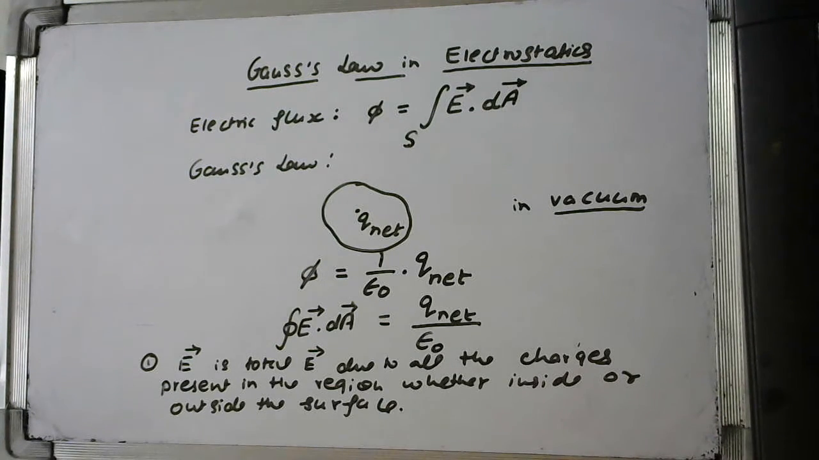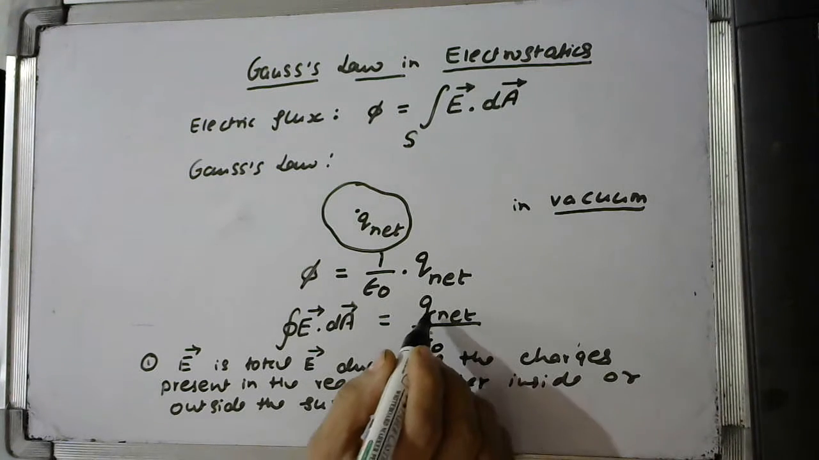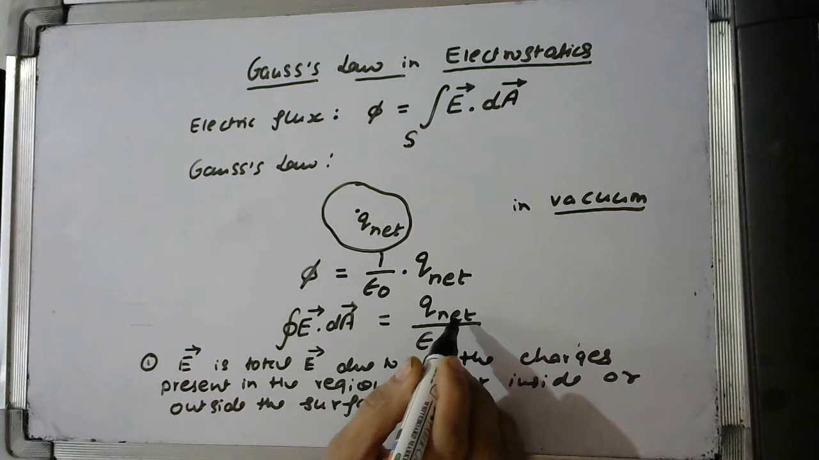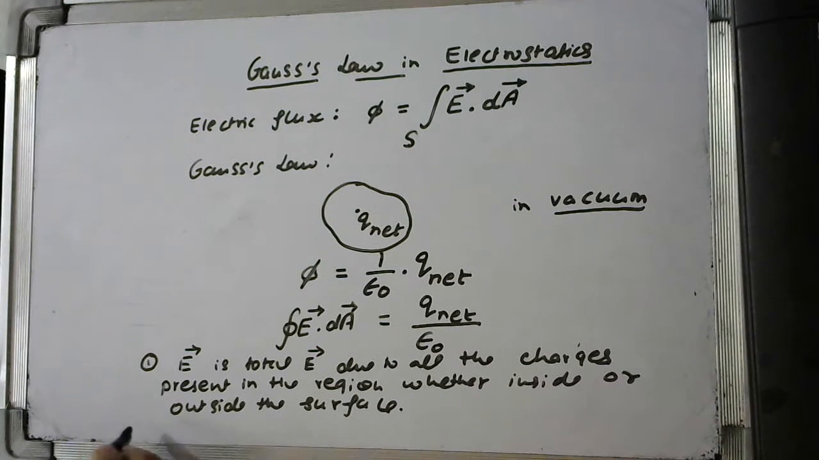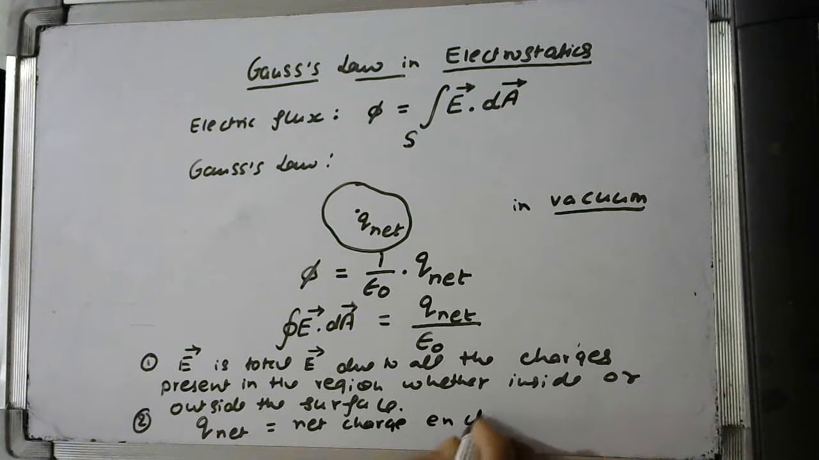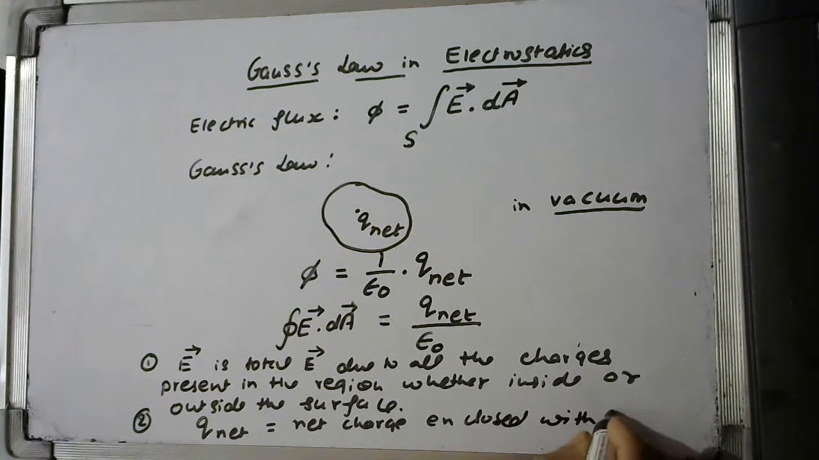Second point, while applying Gauss's law, is obvious: on the right hand side we have to consider only net charge enclosed within the surface. Q net is the net charge enclosed within the Gaussian surface.